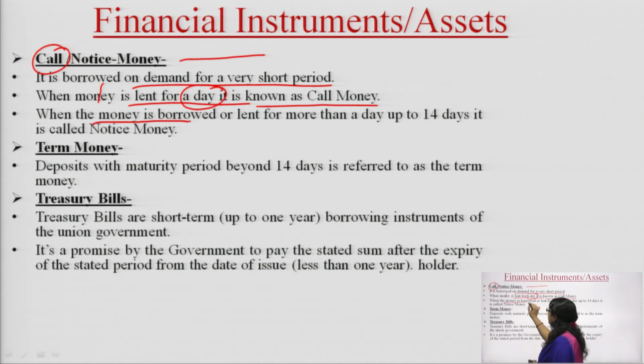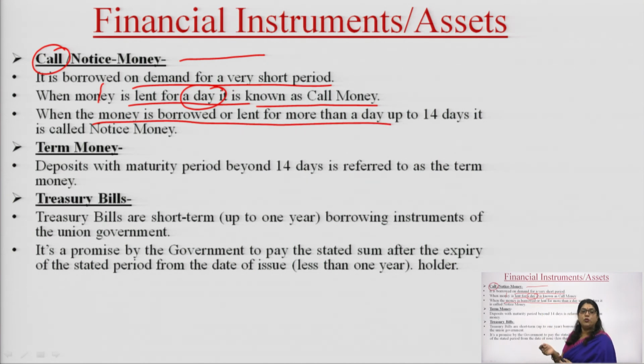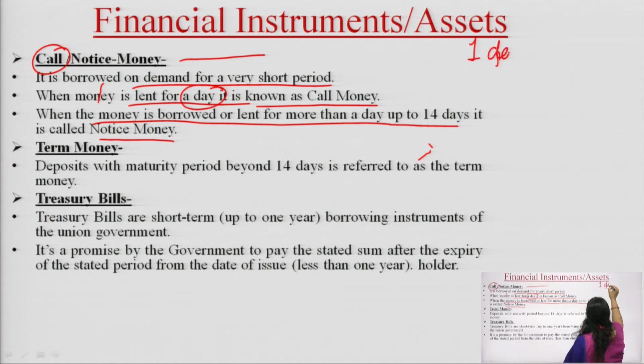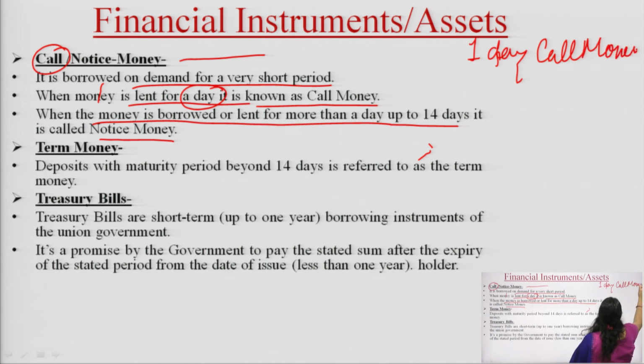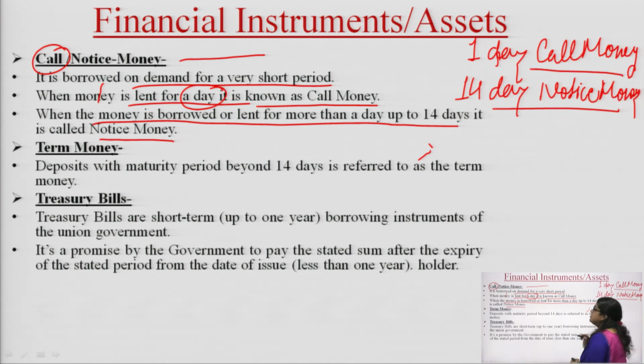When money is borrowed or lent for more than 1 day, suppose you need money for 14 days, that becomes notice money. When you are asking for money for 1 day, that is call money. When you are asking for 14 days, that becomes notice money. So this is known as call money or notice money.